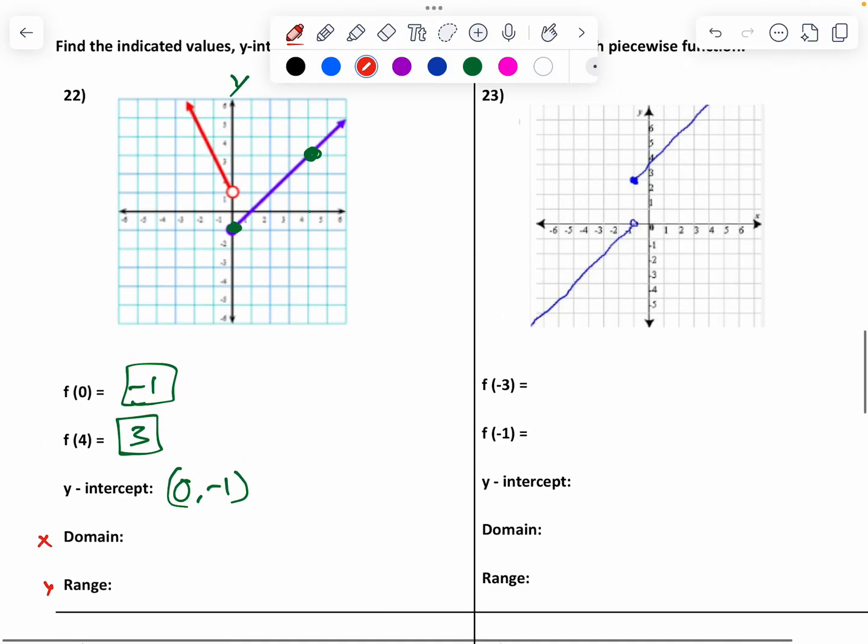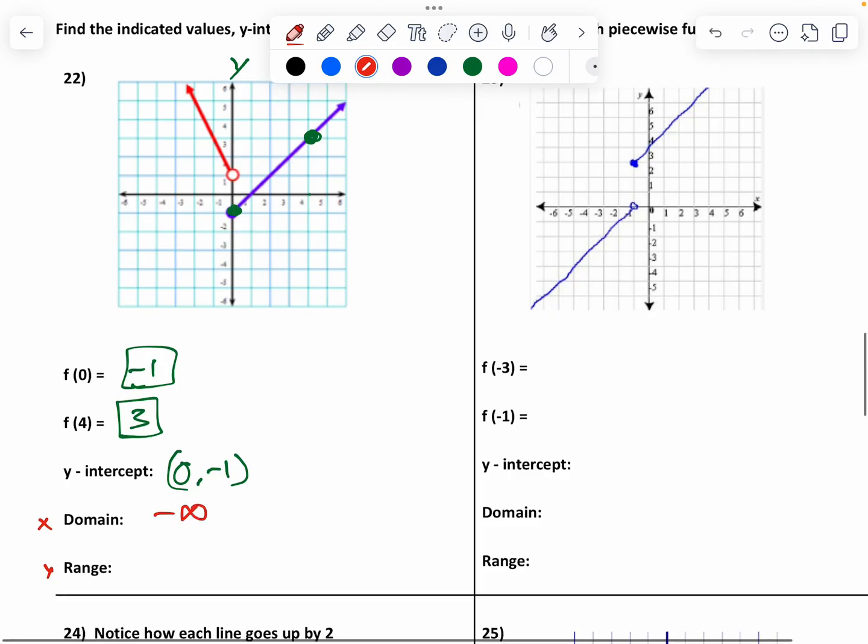So domain has been pretty much the same every time for us so far. Won't be the same all the time, but if you're going left to right, this is going left forever and right forever. And this middle part is still included in one way or another. So that is still negative to positive infinity.